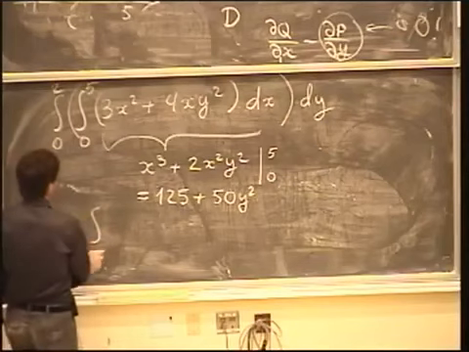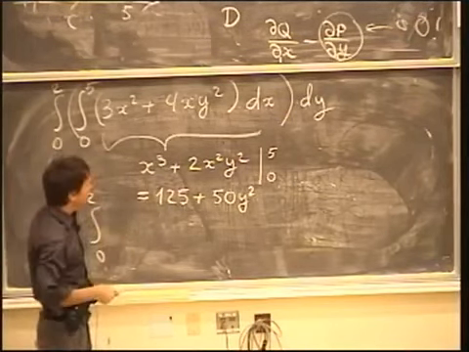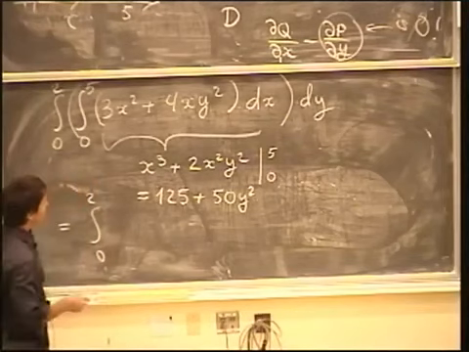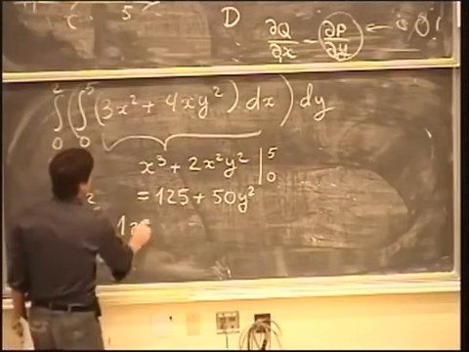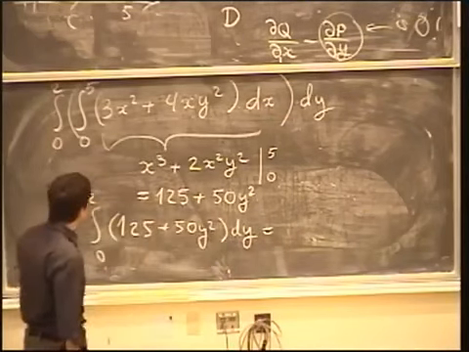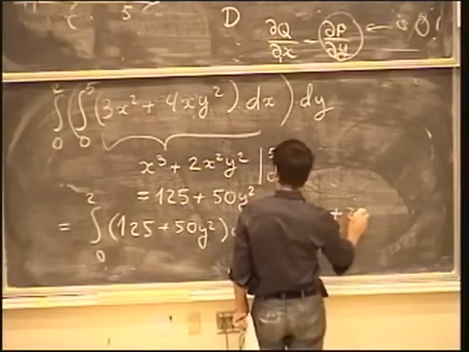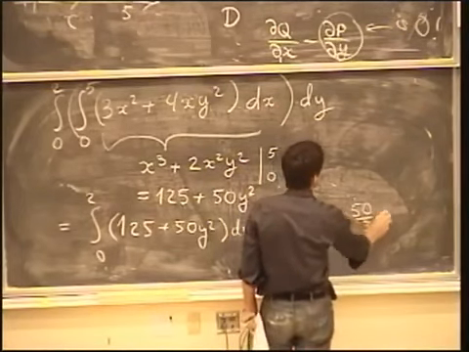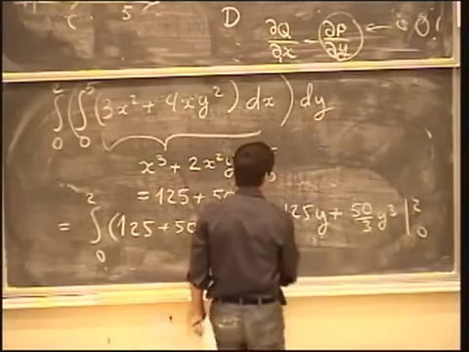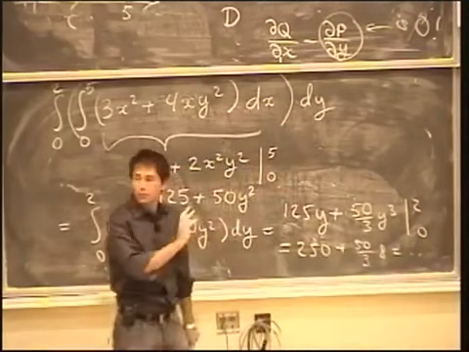And then you do the outer integral. I'm doing this to remind you, because this is something we haven't done since the exam. I hope you haven't forgotten. We certainly have to use this knowledge in this discussion. So the integral of 125 plus 50y squared dy is 125y plus 50 over 3 y cubed, from 0 to 2. So you have 250 plus 50 over 3 times 8. Okay, whatever. So this is how you compute it.